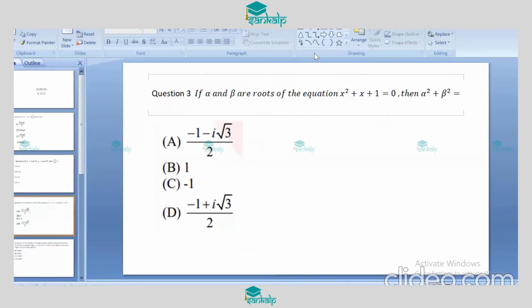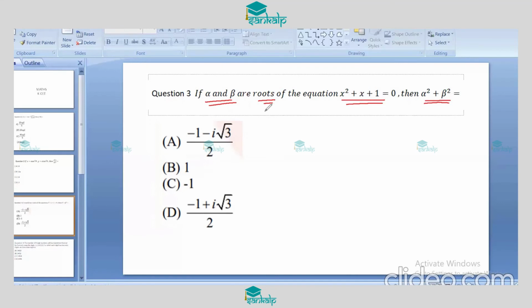Let us see what question number 3 is asking. If alpha and beta are the roots of the equation x square plus x plus 1 equal to 0, your work is to find alpha square plus beta square. What will you get? One of these options.